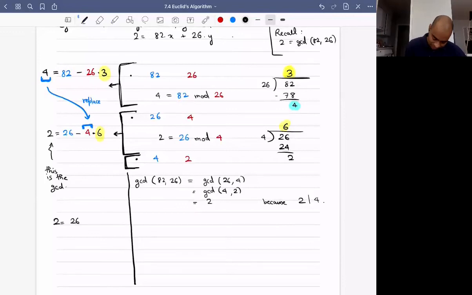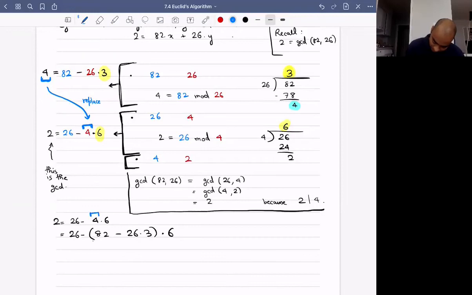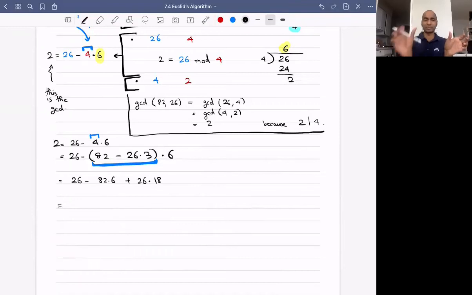This is 26 minus 4 times 6. Now I'll replace this 4 with everything in the above equation. So this is 26 minus (82 minus 26 times 3) times 6. And now I will just expand everything out. And now I see that there's 26 in the first term and 26 in the third term, so I can combine them together. So I'll get 26 times 19 minus 82 times 6.